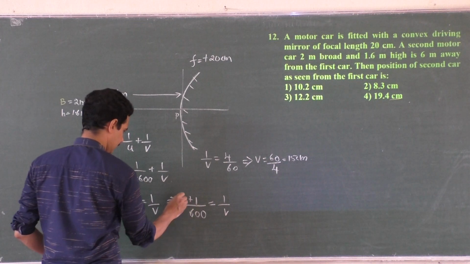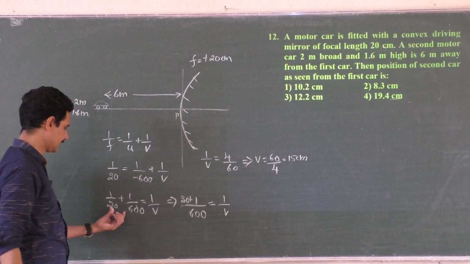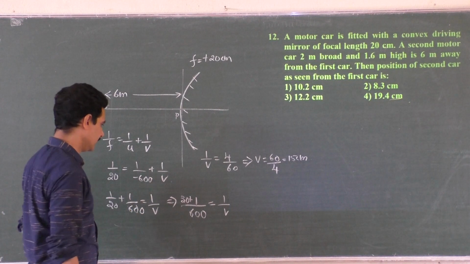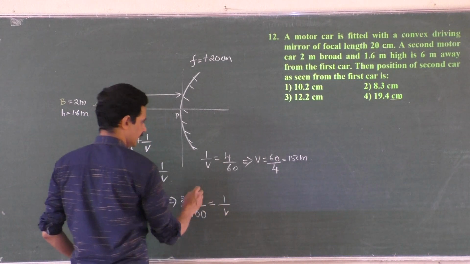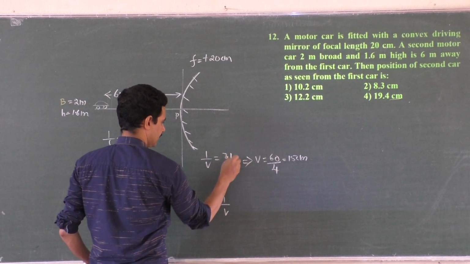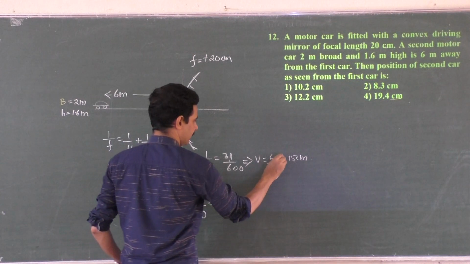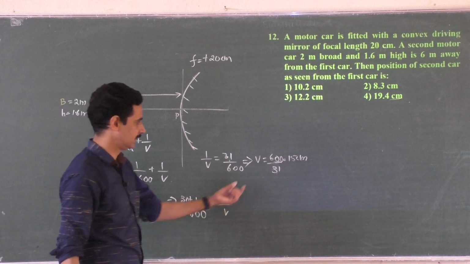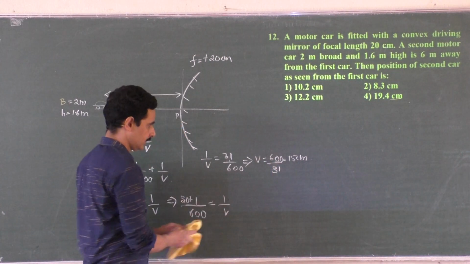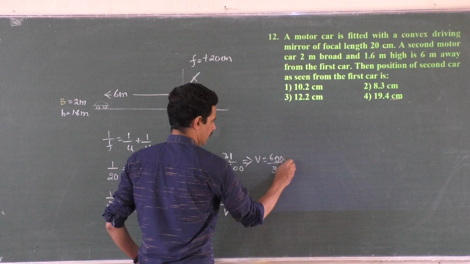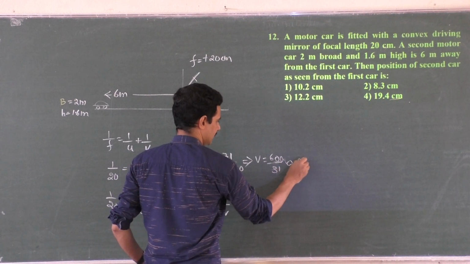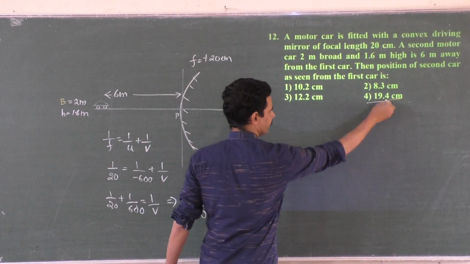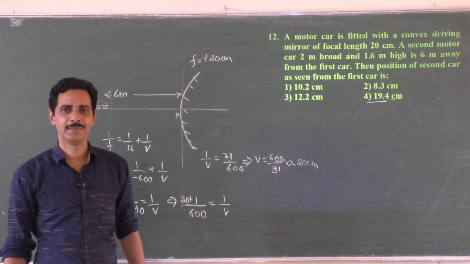This is 30 times, and 600 one time, so 31 by 600. And 600 by 31, 30, is almost 20 times, right? Very close to 620, but less than 20 centimeters, less than 20 because this is 31. So this is the best answer. Just less than 20, that is the image distance.